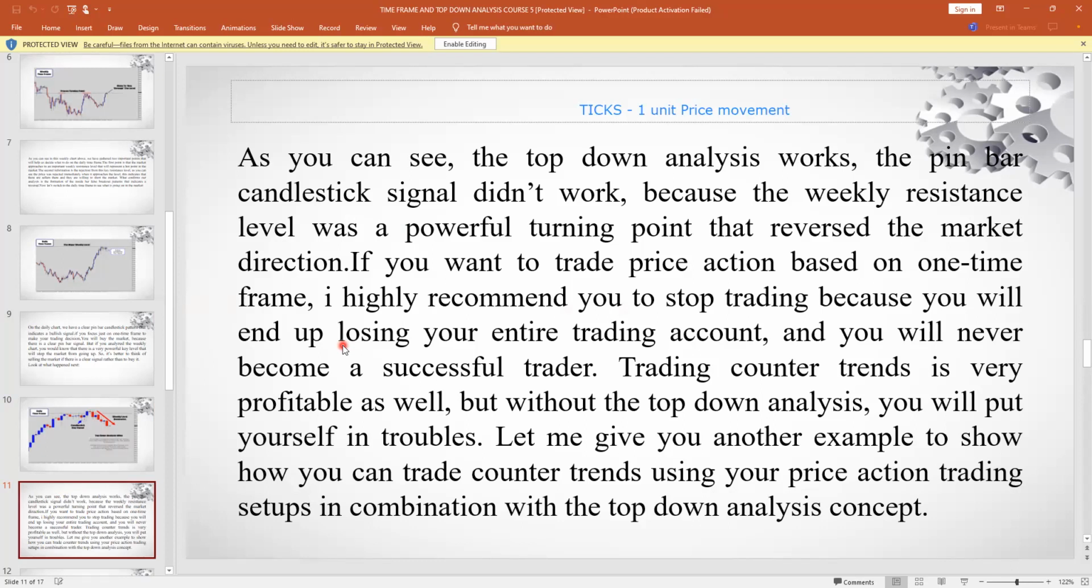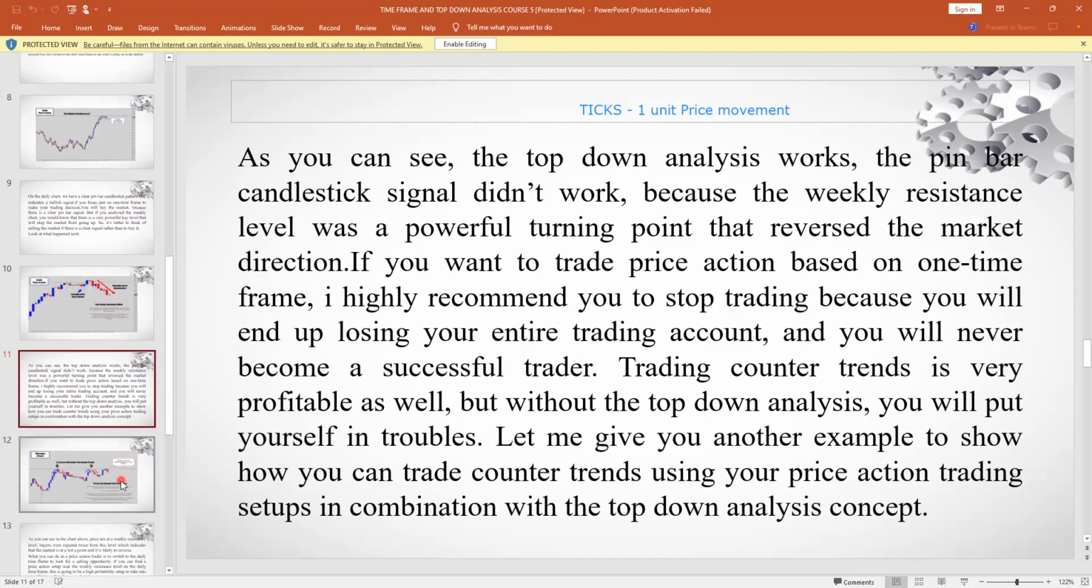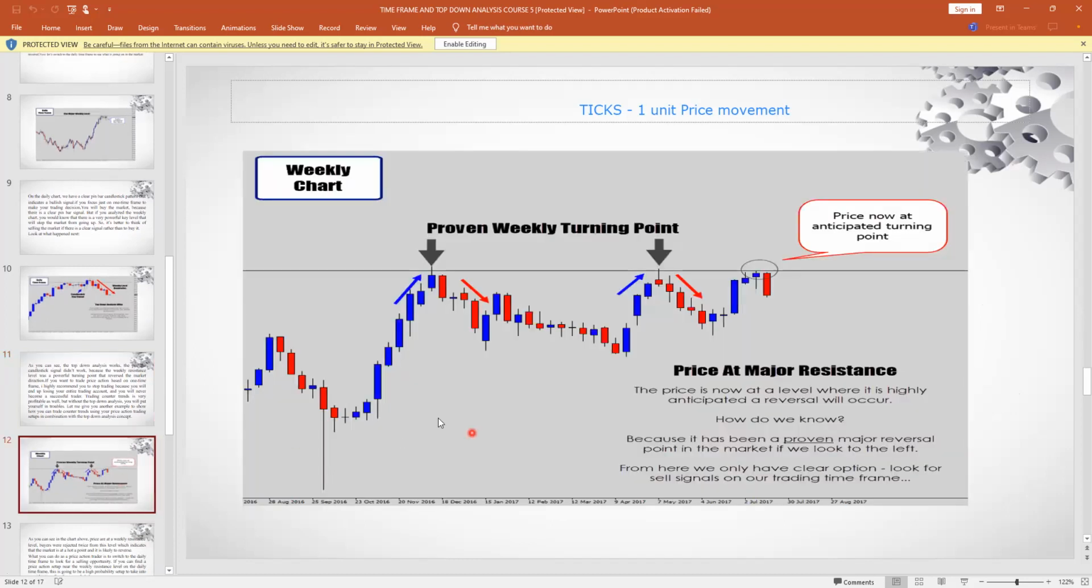All right. So we highly recommend that you stop trading based on just one time frame, because you may end up losing your entire account. Trading against the trend is very profitable, but you cannot do it without top-down analysis. Whether it is trading the trend or trading against the trend, you cannot be a successful trader if you focus on just one time frame. All right. Let's look at another example.